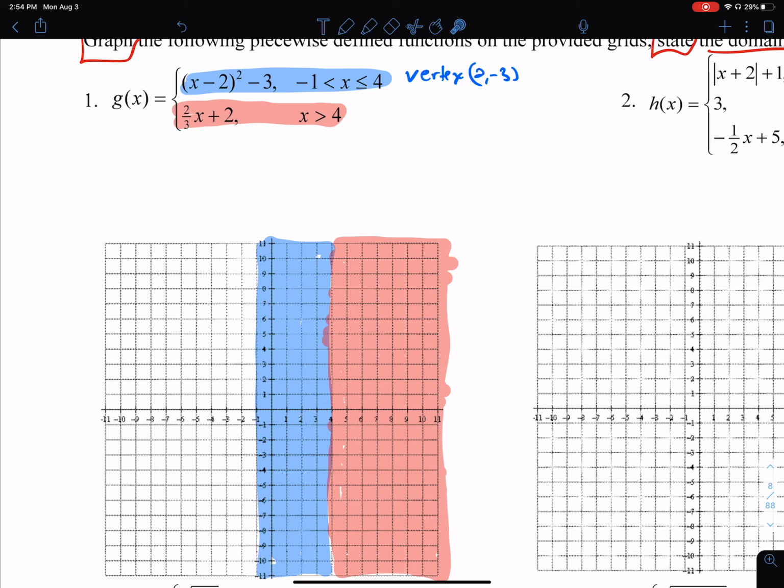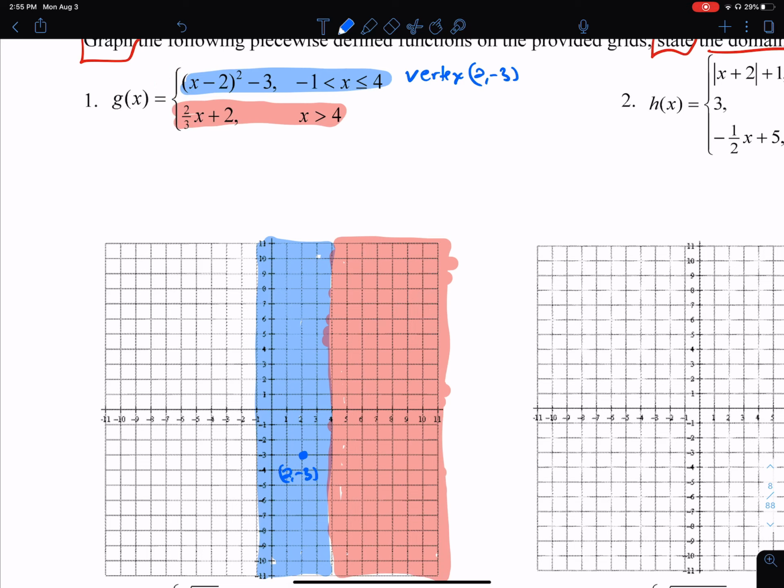Is that included in the domain? Yes, because 2 is between -1 and 4. So let me graph the vertex, which is to the right 2 and down 3. Just going to label that. And then from here, the only thing that this graph had going for it was the translations, right 2 and down 3. There are no reflections, there are no dilations.